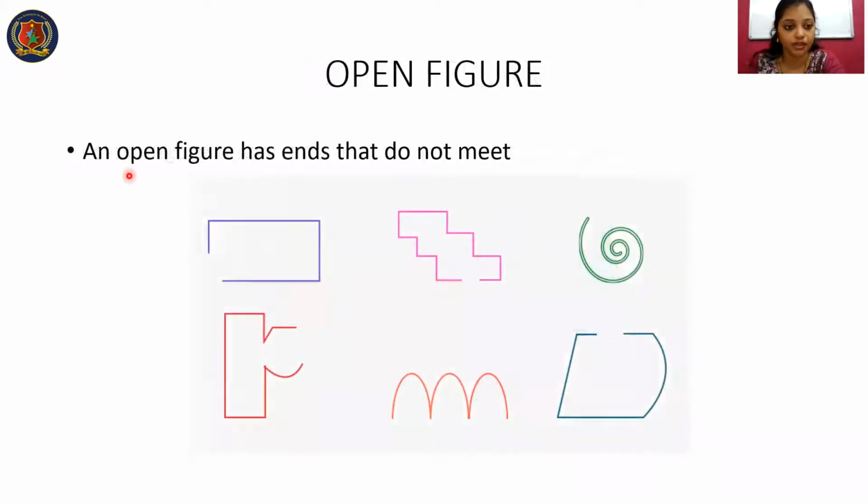So what is an open figure? An open figure has ends that do not meet. You start in one place and it does not meet the same starting place. It ends in a different place, so there is some open space in that shape. It may be any figure. Can you see this example? This is called an open figure example, children.